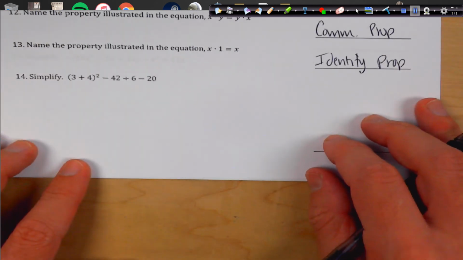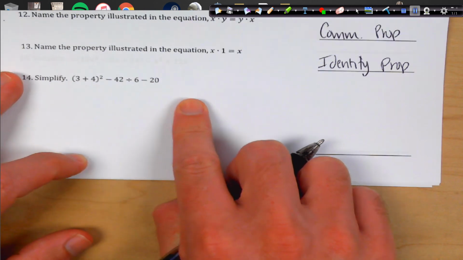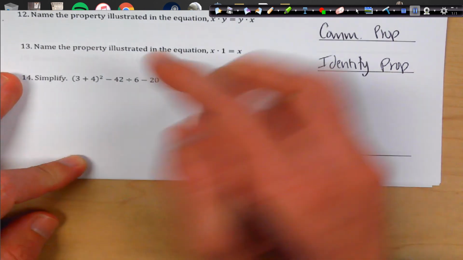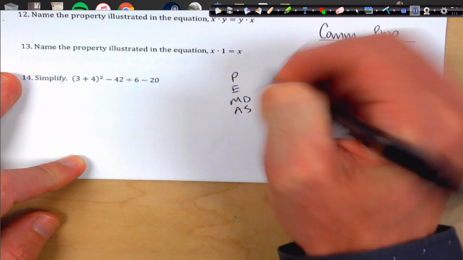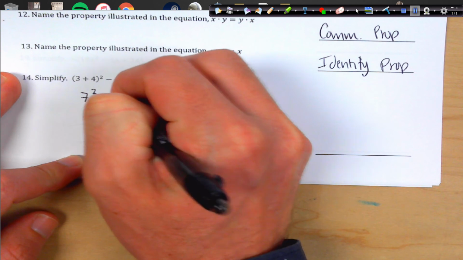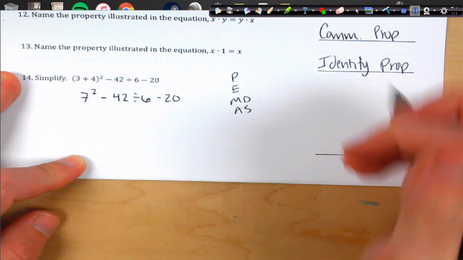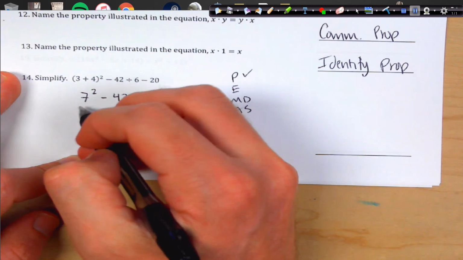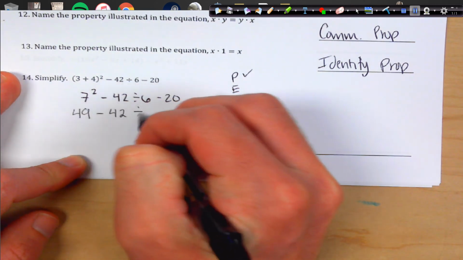And last but not least, on this page at least, is an order of operations. So we want to go ahead and start with the parentheses. Again, we go ahead and write out the PEMDAS. So parentheses first, that's 7 squared minus 42 divided by 6 minus 20. So parentheses are good. Exponent, so that's going to be 49 minus 42 divided by 6 minus 20.